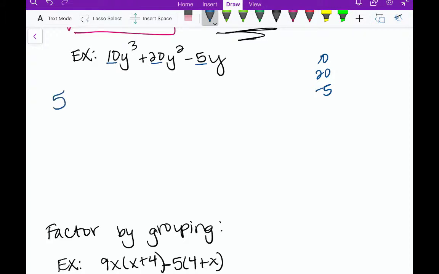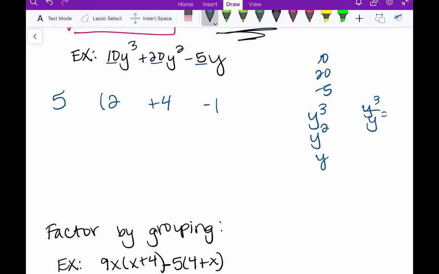So I know that I'm going to divide by 5 on the outside, which is going to leave me with 2 something plus 4 something minus 1 something. Okay, because I just divided the coefficients. Now what about the y's? I have y cubed, y squared, and y to the first power. So the greatest common factor between those, y cubed, y squared, and y, is actually just y to the first power. So what is y cubed over y?